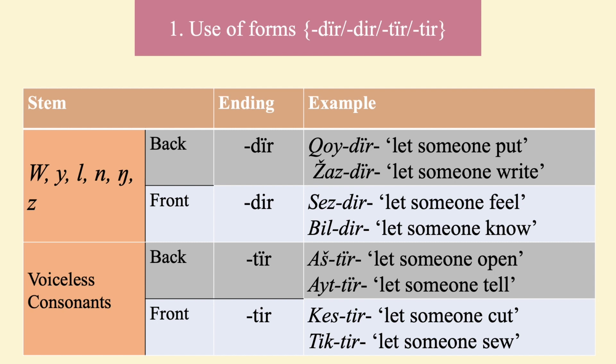Example, koydır, let someone put. Yazdır, let someone write. Sezdir, let someone feel. Bildir, let someone know. The forms tır and tir are used when the stem ends in voiceless consonants. Example, açtır, let someone open. Ayttır, let someone tell. Kestir, let someone cut. Tıktır, let someone sew.